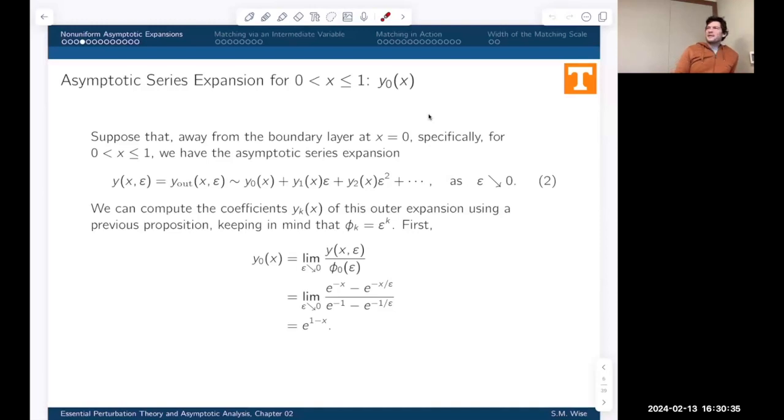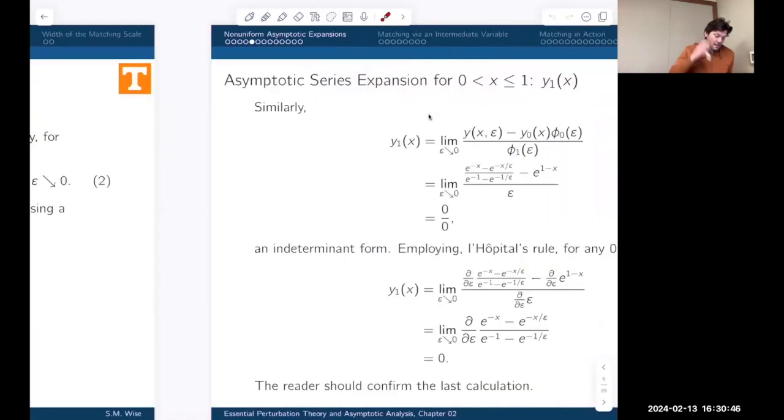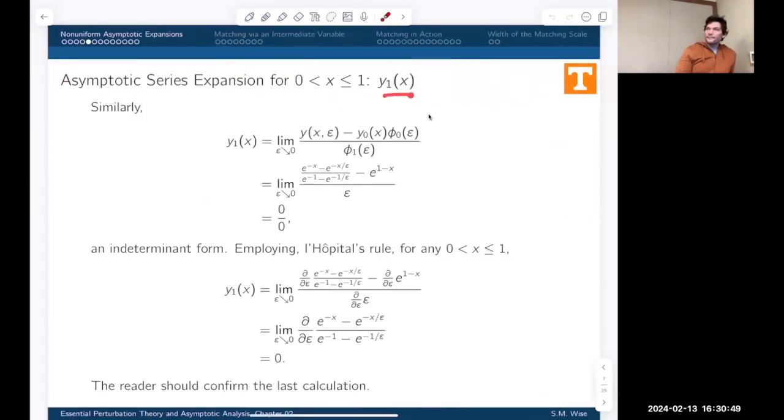So all I'm saying is that just keep in mind that we're already making a lot of assumptions by assuming that the expansion of this form is the valid one, okay? So now we can move on to y1. So y1 by definition is just going to be y minus y0 phi 0 divided by phi 1. If you go to the lecture notes, you'll find out exactly what equation number this formula is contained in and what proposition number it's contained in, somewhere back in the earlier parts of chapter 2.